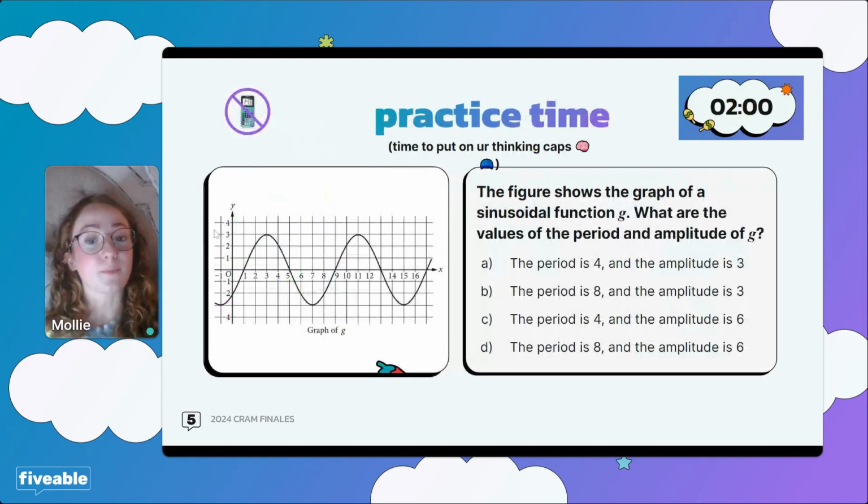So we have one more practice problem for you in this section, and we're going to speak a little bit about period and amplitude here. The figure here shows the sinusoidal function g, and you're trying to find the values for the period and amplitude of this function. So go ahead and try that out, no calculators.